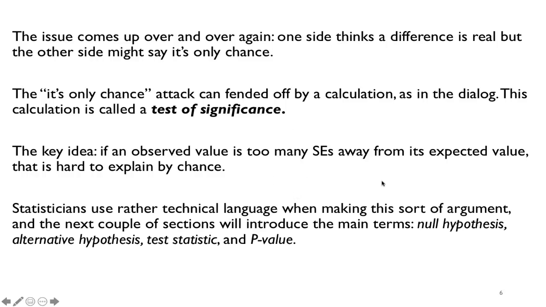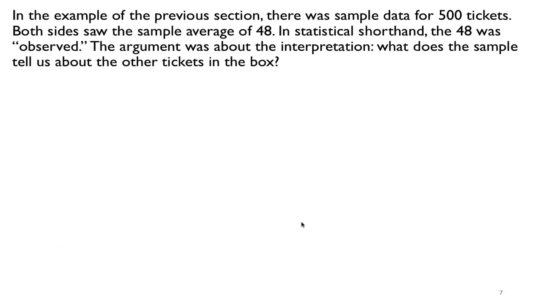So we're going to learn a few different words: null hypothesis, alternative hypothesis, test statistic, and p-value. These words are very important in this discussion. In the last example, we took a sample of 500 tickets, and we saw the average of 48. And 48 was the observed value.